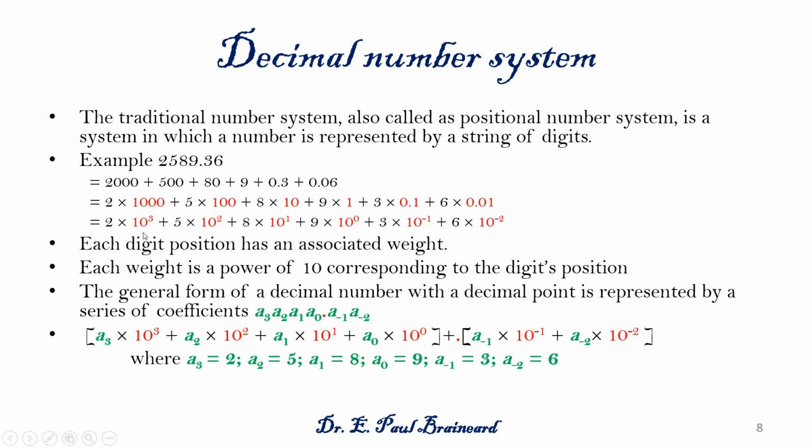The general form of a decimal number with a decimal point is represented by a series of coefficients A3, A2, A1, A0, dot, A minus 1, A minus 2. Therefore, for the above example 2589.36, the coefficients are A3 equal to 2, A2 equal to 5, A1 equal to 8, A0 equal to 9, A minus 1 equal to 3, A minus 2 equal to 6.